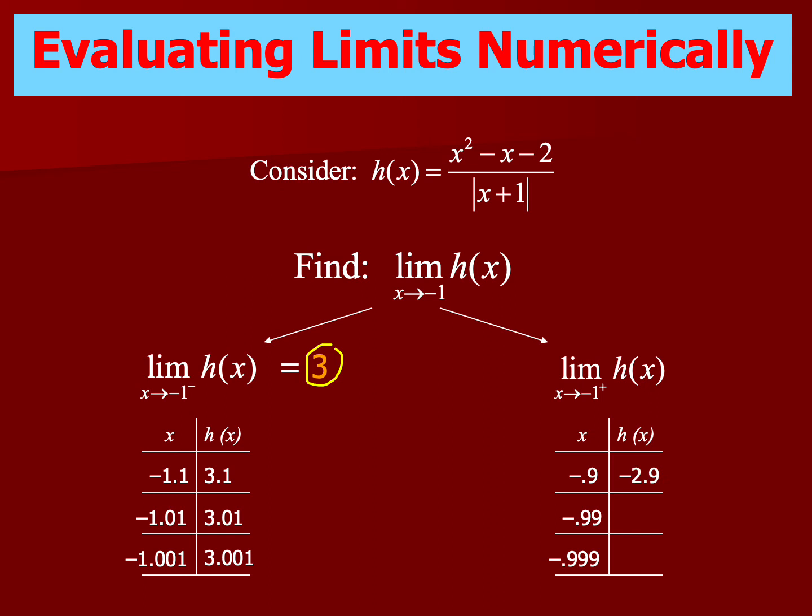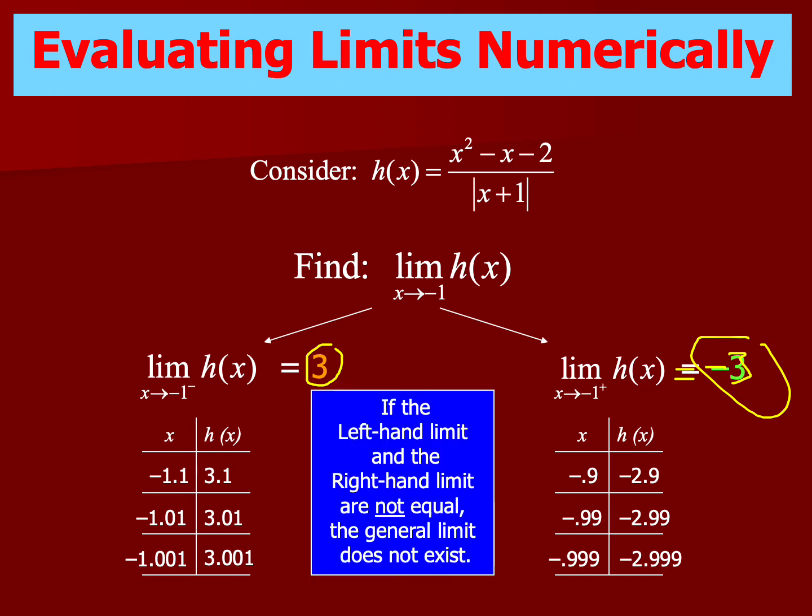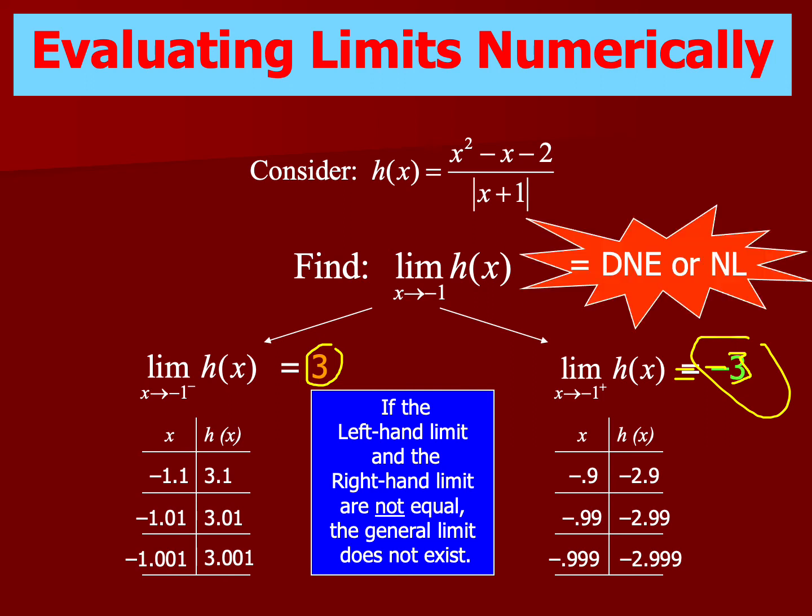Let me see from the right what will happen. Negative 2.9, negative 0.99, and so on. That means the limit approaches negative 3. We can see here two different limits. The left limit exists, equals 3. The right limit also exists, equals negative 3. But that means the limit when x approaches -1 does not exist, because we have two different limits. So we can say the limit does not exist.